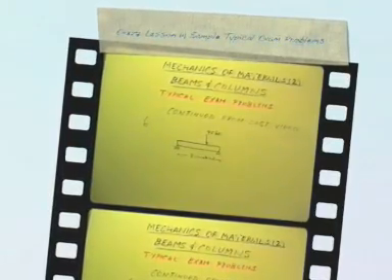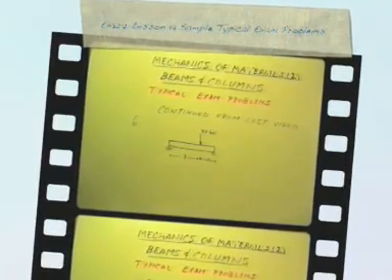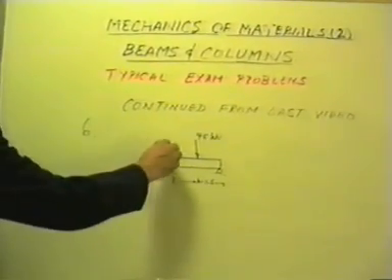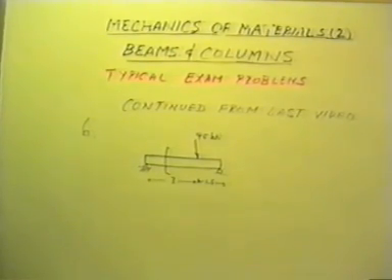Now we're at the second half of Problem lesson number 6 on mechanics of materials. For the beam shown, what is the maximum compressive stress at section DD? We're going to solve some problems on beams and columns, typical of the problems that you would see on the FE exam.